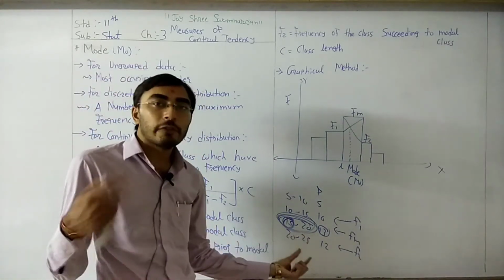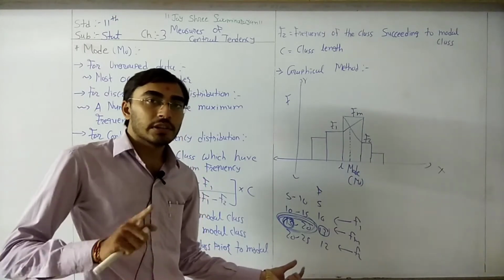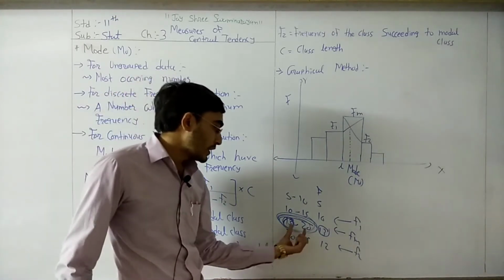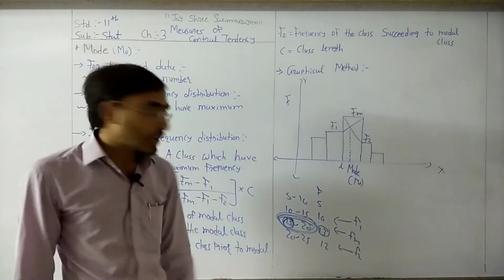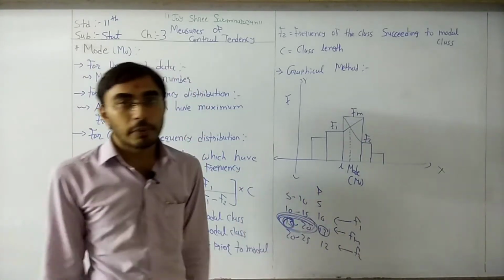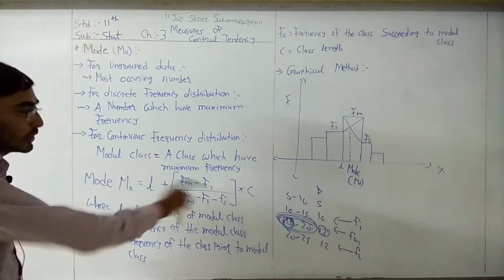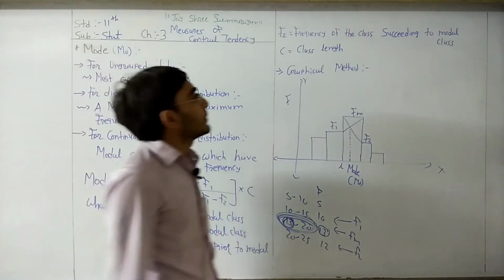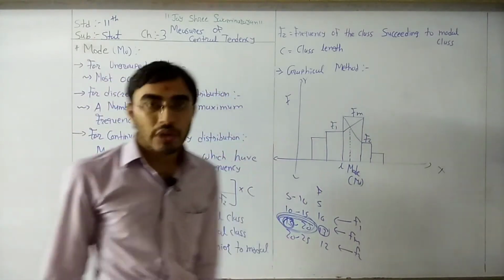So here, how can we find the class length? I already wrote one formula in the first video, right? 20 minus 15. That means upper limit minus lower limit. It is our class length. 20 minus 15 is 5. So for this case, our class length C is equal to 5.